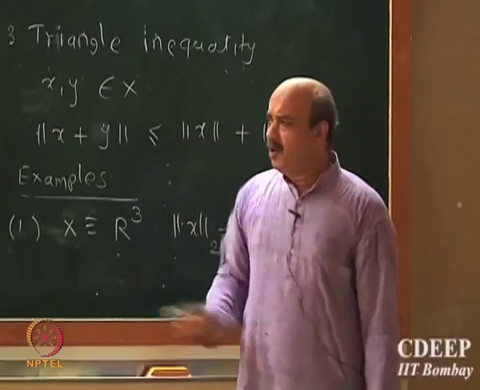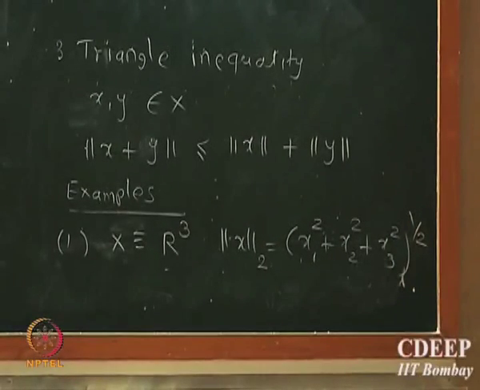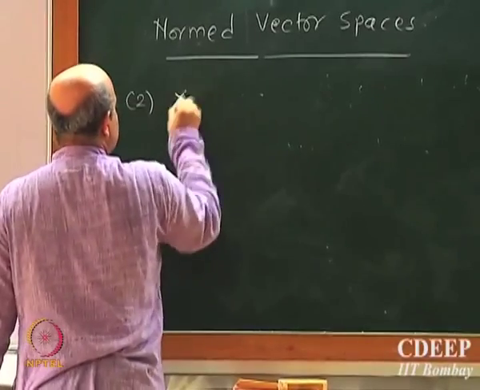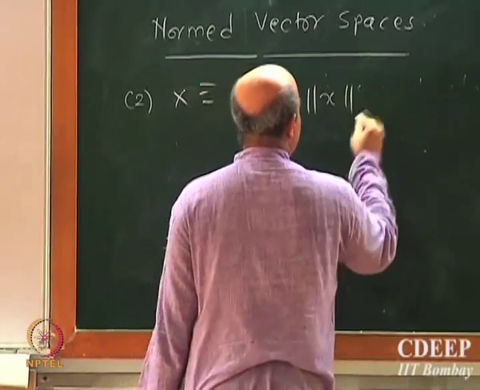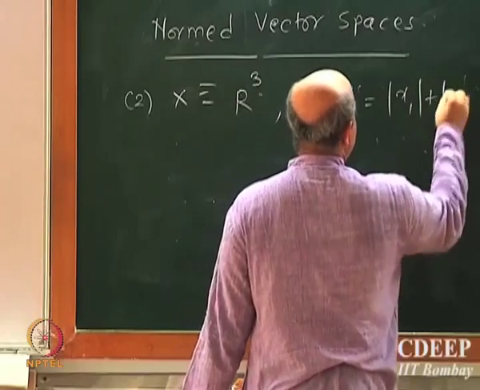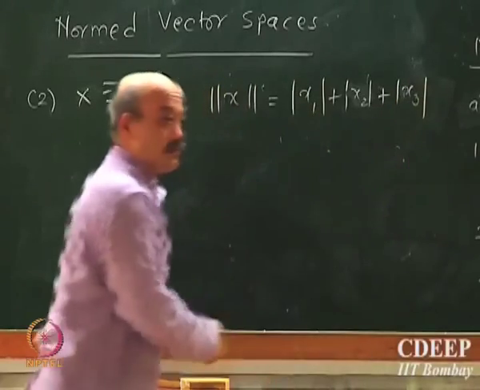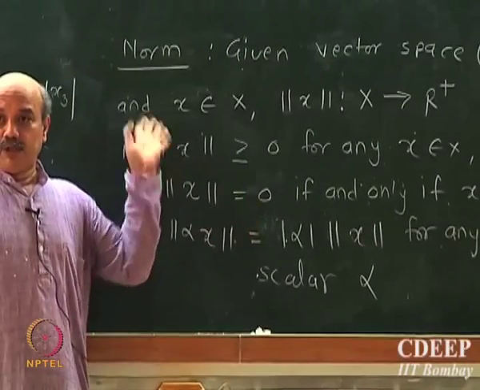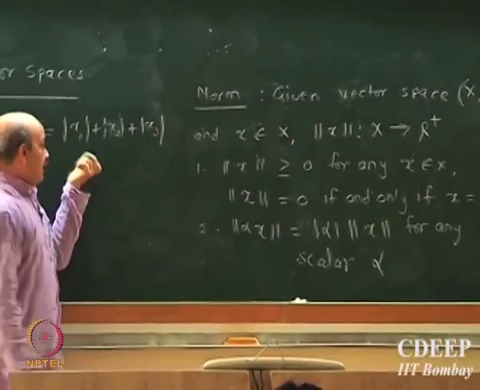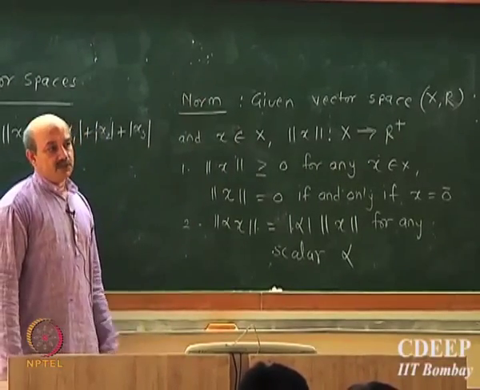But this is not the only way to define norm. All these three properties are very obviously satisfied for this. I don't have to even check. Well, my second example is x corresponds to R3, and then my norm definition is absolute of x1 plus absolute of x2 plus absolute of x3. You can check whether this qualifies to be a norm. Will it be 0 only when x1 is 0, x2 is 0, x3 is 0? And if any one of them is not 0, then the value will be greater than 0. So, the first property is satisfied.